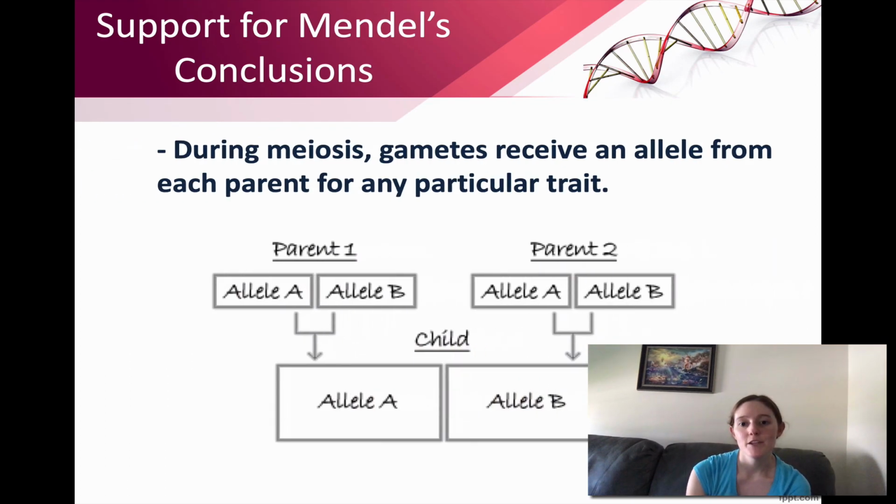During meiosis, gametes receive an allele from each parent for any particular trait. So we have parent 1, they have allele A and allele B. Parent 2 also has allele A and B, and they're going to be giving one of these 2 alleles to the child. So the child is going to inherit allele A from parent 1 and allele B from parent 2, and it just depends on which one is dominant as to which one will show up.